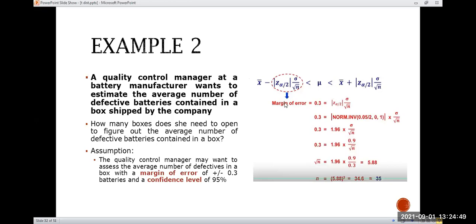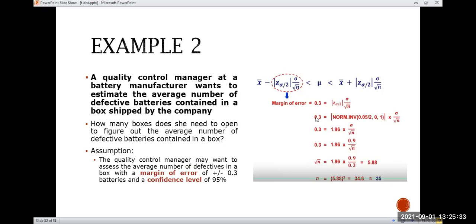Now here, what is given to us? This whole value, modulus of z alpha by 2 into sigma by square root of n, is what we have assumed to be plus or minus 0.3. So that margin of error is only 0.3. This is the expansion of this one. Now with the values known to us, we have to calculate all these values. Again, the population standard deviation we have assumed as 0.9, which is actually given in the question, but I have not written it over here.